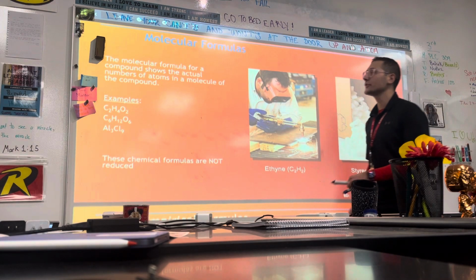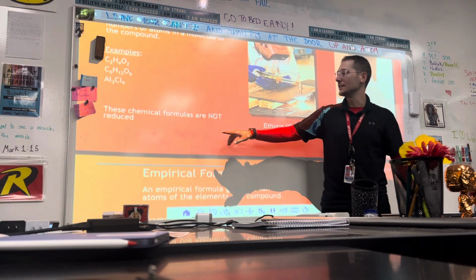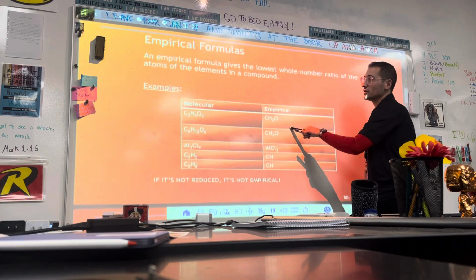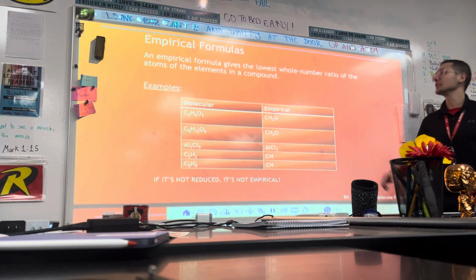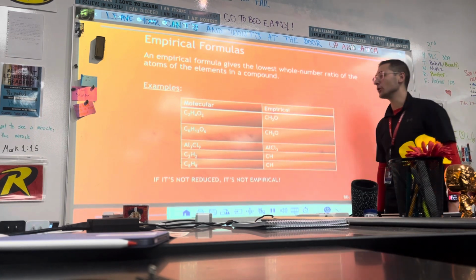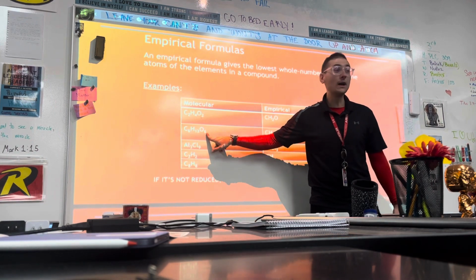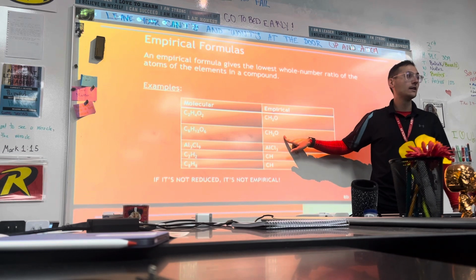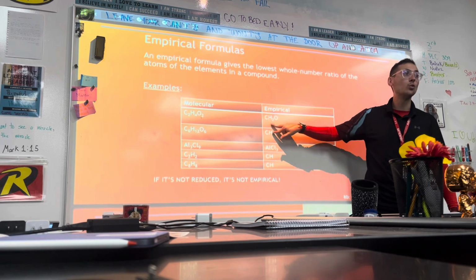Now, we also learned a chemical formula that is reduced. So molecular is not reduced. We learned empirical, which is reduced. An empirical formula gives the lowest whole number ratio of the atoms of the elements in a compound. So, we had glucose earlier, 6, 12, and 6. Well, that reduces to 1, 2, 1. And so these two share an empirical formula where it's both 1 to 2 to 1.